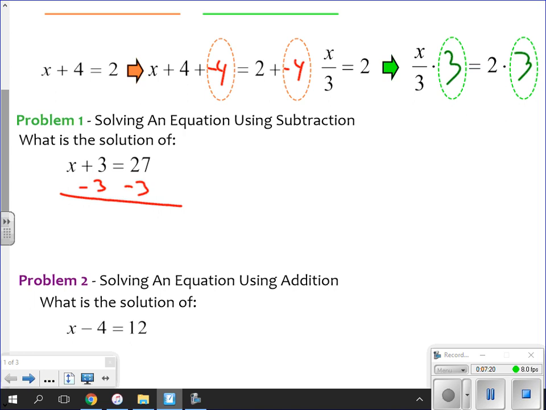The plus 3 and the minus 3 cancel each other out. What am I left with? I'm left with x. My equals just comes down. And then on the other side, I have 27 minus 3. 27 minus 3 is 24. x equals 24.